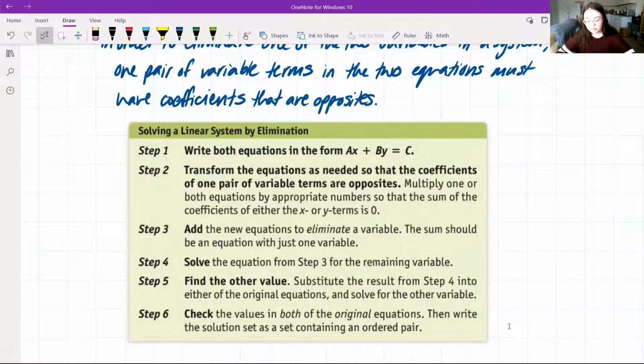Step 3, we want to add the new equations to eliminate a variable. The sum should be an equation with just one variable now. Step 4, we solve the equation from step 3 for the remaining variable. Step 5, we want to find the other value, so we substitute the result from step 4 into either of the original equations and solve for the other variable. And then step 6, we want to check the values in both of the original equations, then write the solution set as a set containing an ordered pair.